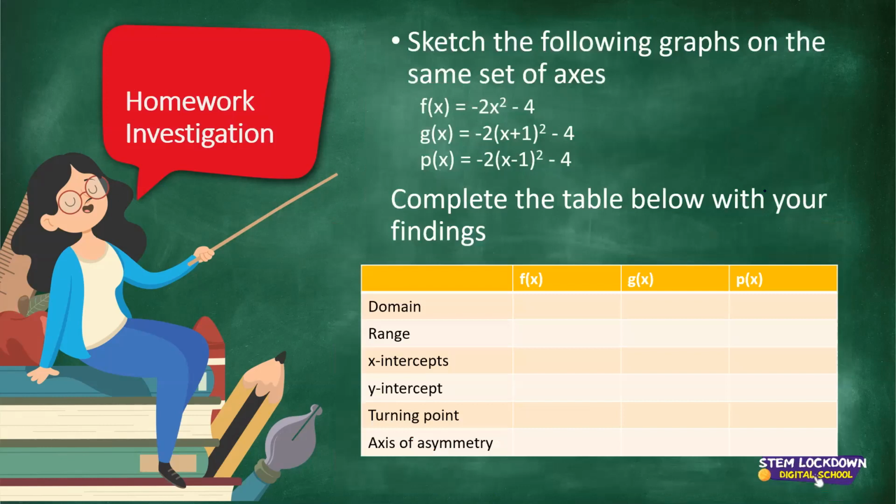I've got a homework investigation for you guys, very similar to what we've just done. We are going to take the exact same graph we've been working with. We're taking this graph, and I want you on the same set of axes, the same way I did, to please plot these three, f of x, g of x, and p of x, and then fill out the table down here, just as we have done, okay? This is the first thing we will discuss on Monday morning.